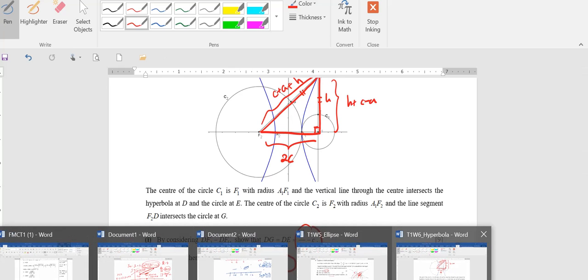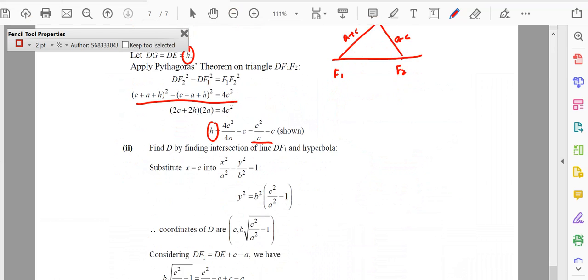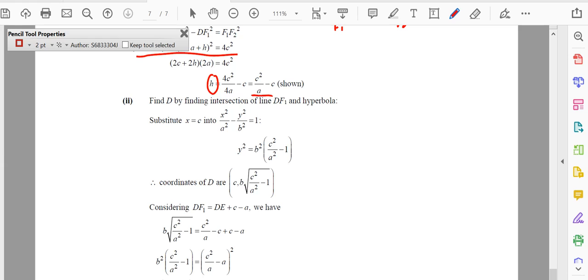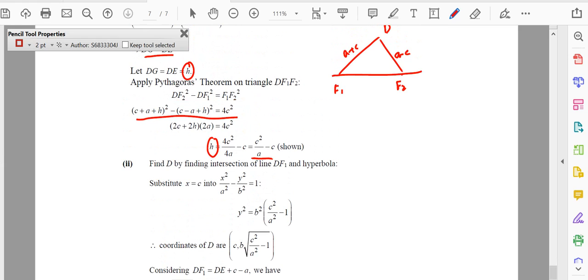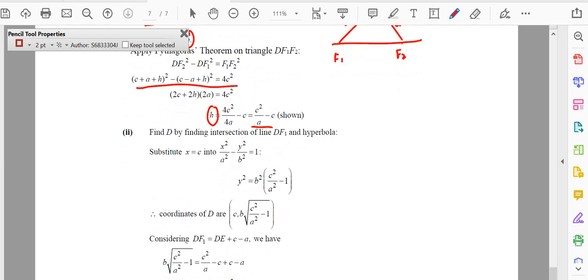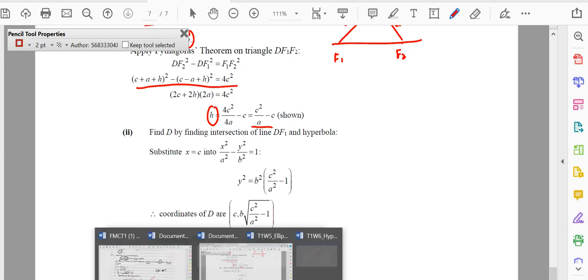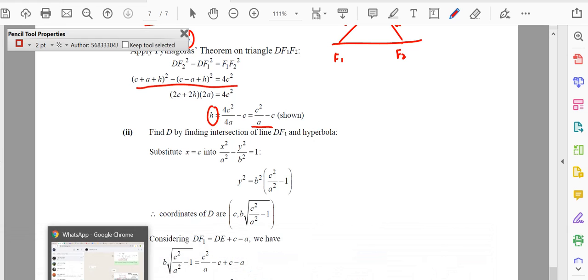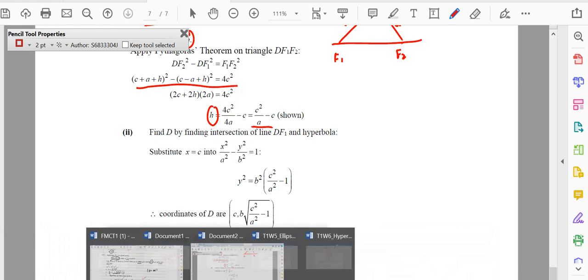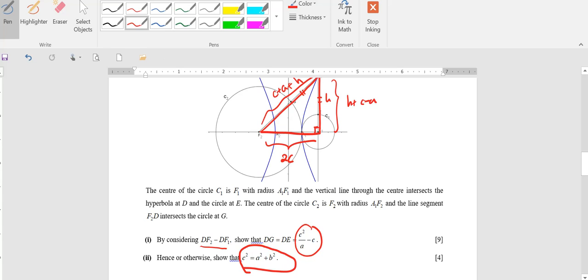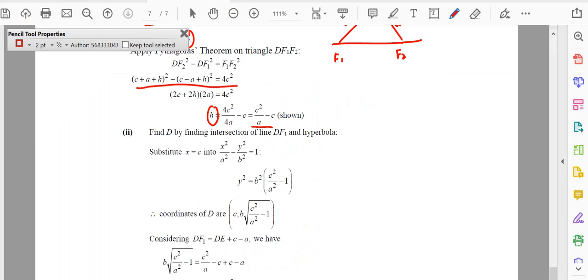Okay, so how to involve the b in the first place, right? In this question here, there's only one point that falls on the hyperbola, right? And that's the point G, right? Okay, but find D by finding the intersection of DF1 and the hyperbola. There's only one point that falls on the hyperbola. So it's not G, it's actually the point D. I got it mixed up again.